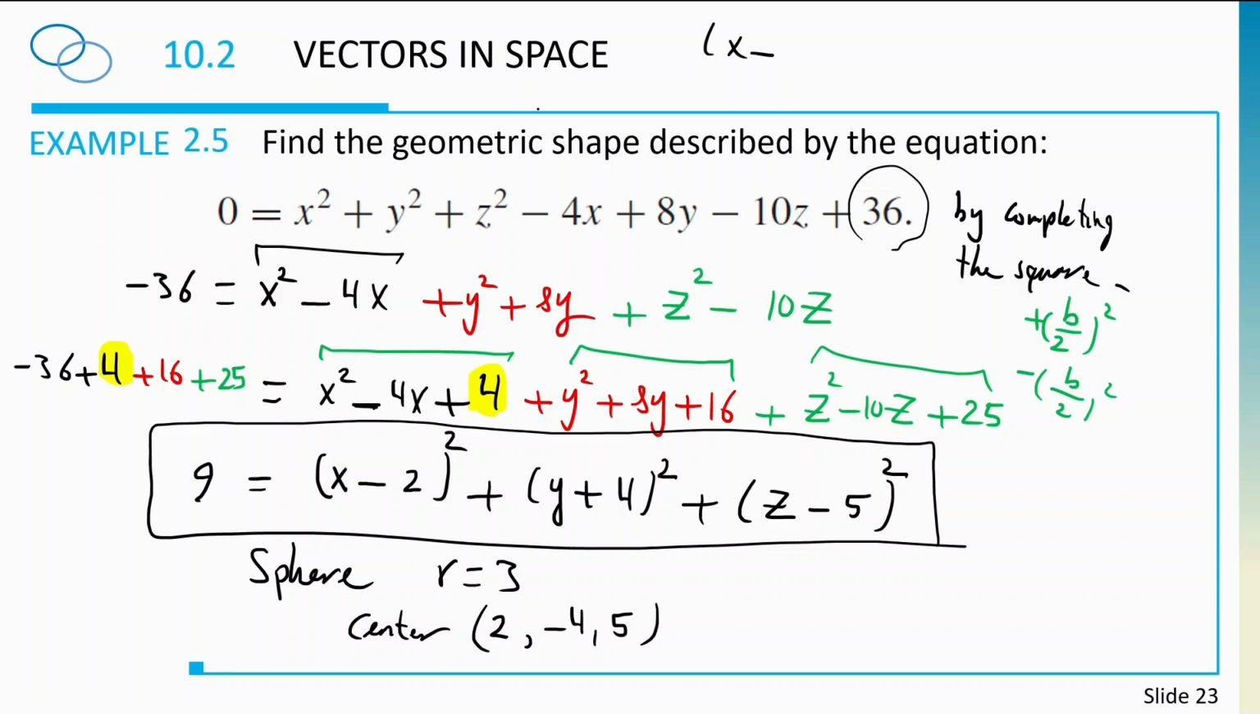So for this style of questions, if it's like three quadratic equations in x, y, z, we do completing the square for each one of them. And the result here is a sphere equation. And that's all about section 10.2. It speaks almost exactly the same as 10.1, but we extend the concept into 3-dimensional space. So instead of only x, y, we have x, y, z.